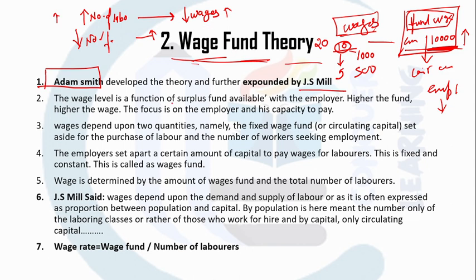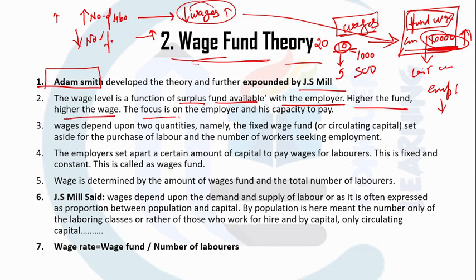So wage level is the function of surplus fund available with the employer. Function of surplus means whatever surplus is available in the fund, the wages are a function of this. So if I have a high fund available, the wages would be high. If I have a low fund, low wages would be there. Higher fund, higher wages. The focus is on the employer and his capacity to pay.